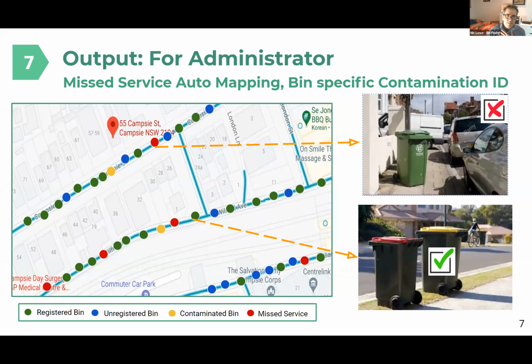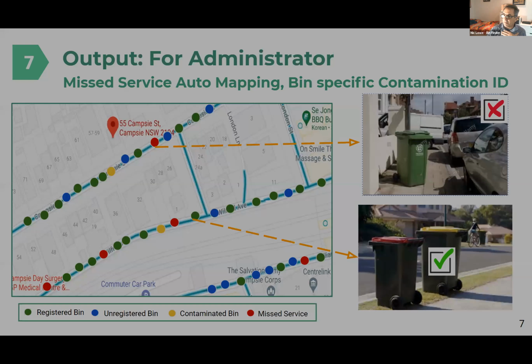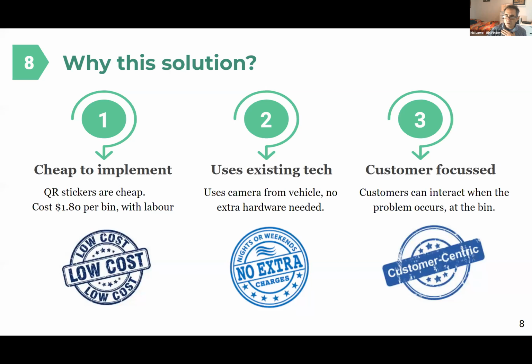Why this solution? It's really cheap to implement. It's $1.80 per sticker per bin. It uses existing technology from the camera, and it's customer focused. We give the customer the information about their bin, and they can interact with it when the problem occurs.